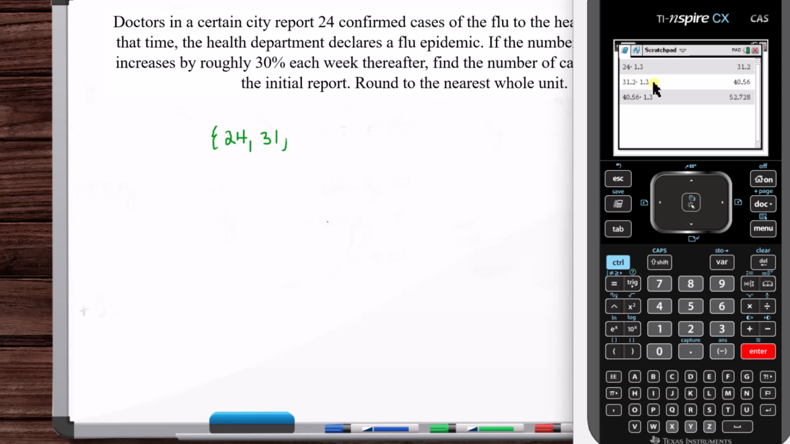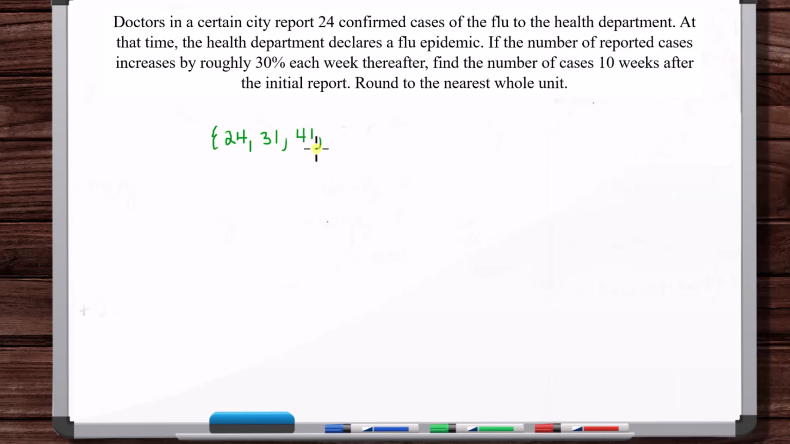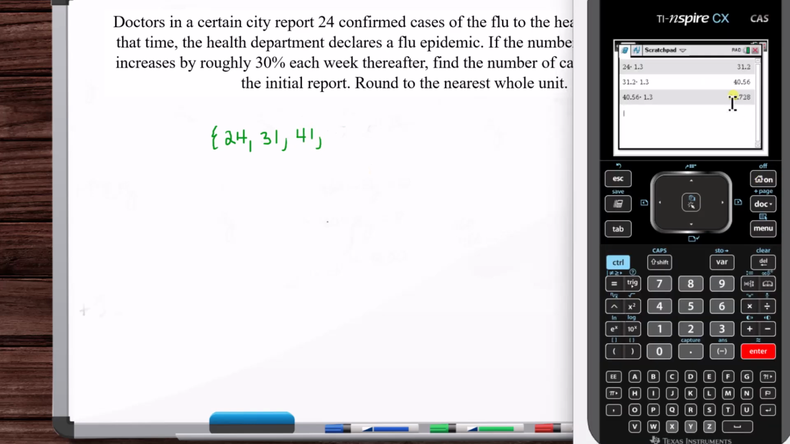I mean, that might still work, but just for the sake of the mathematical model of it increasing at roughly 30% each week. So now I'm going to write 41, round up, but then multiply to get the next term. Don't multiply 41 times 1.3. Multiply 40.56 times 1.3, and you get 53.